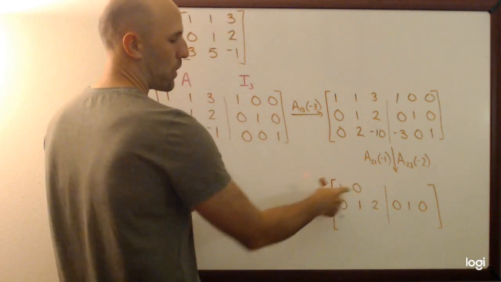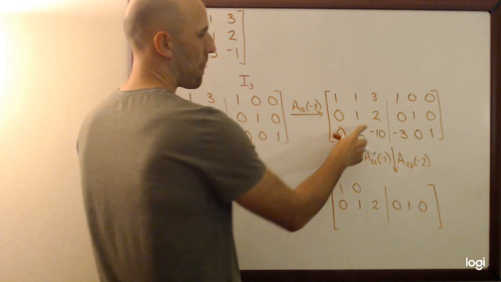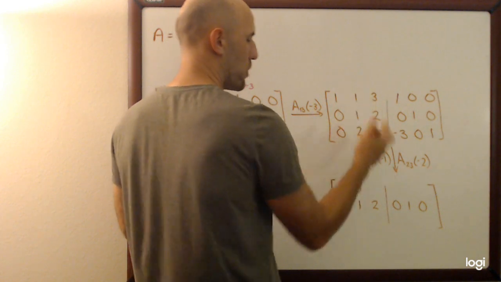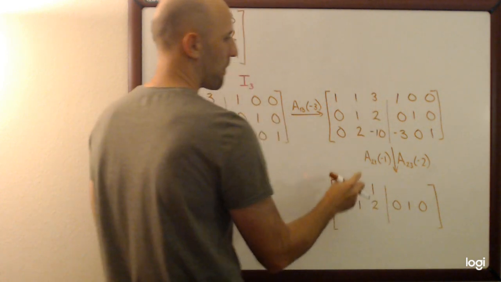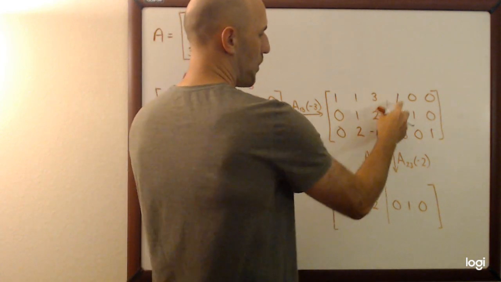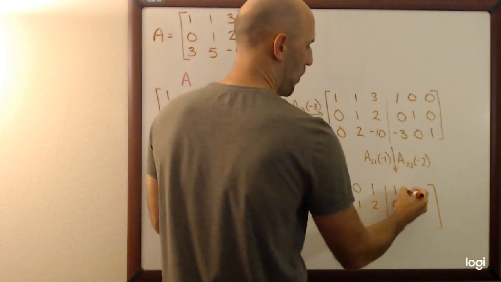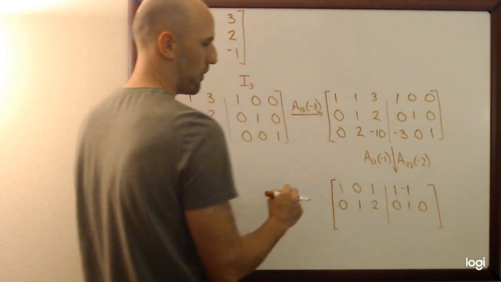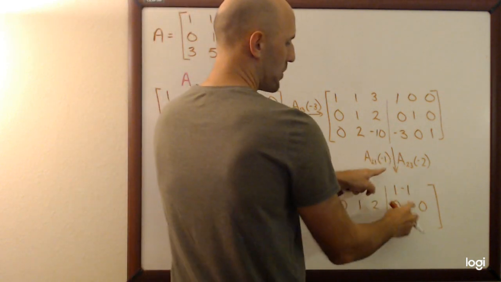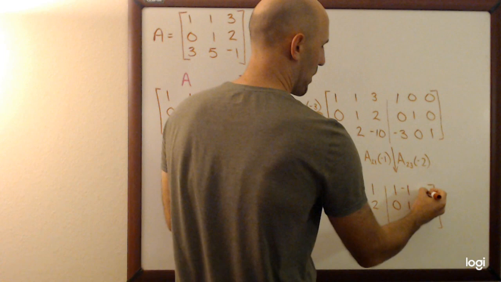Okay? And we knew how those were going to come out, right? 2 times negative 1 is negative 2 plus 3 gives me 1. 0 times negative 1 plus 1 is a 1. 1 times negative 1 is negative 1. Add that to that 0, you get a negative 1. And 0 times negative 1 is 0. Add that to the 0 that's already there, and you get a 0.